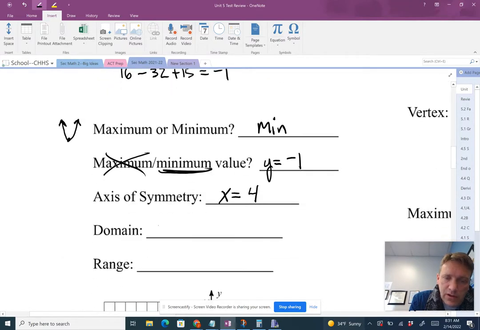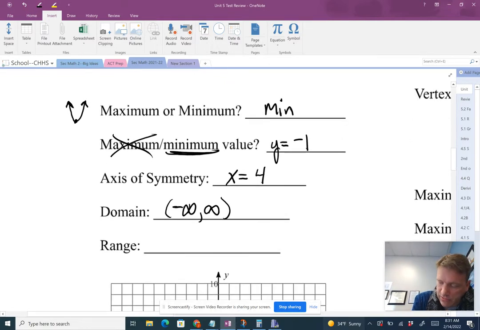The domain of all parabolas is from negative infinity to positive infinity. And the range goes from the y value of the vertex, negative 1, up to positive infinity.